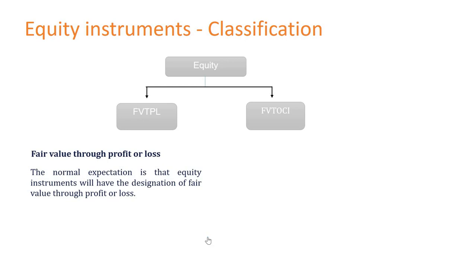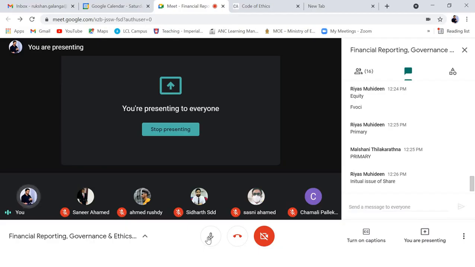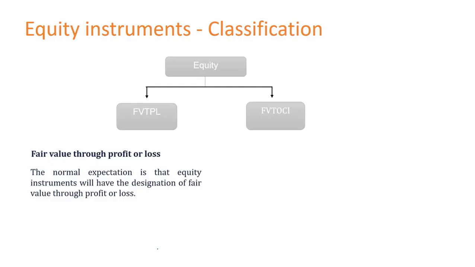Equity by default goes to what? Fair value through P&L. That's what it says. The normal expectation is that an equity instrument will have the designation of fair value through profit or loss. Designation to the fair value through P&L. Right? Normally you can call that if we purchase this share for the trading purpose.